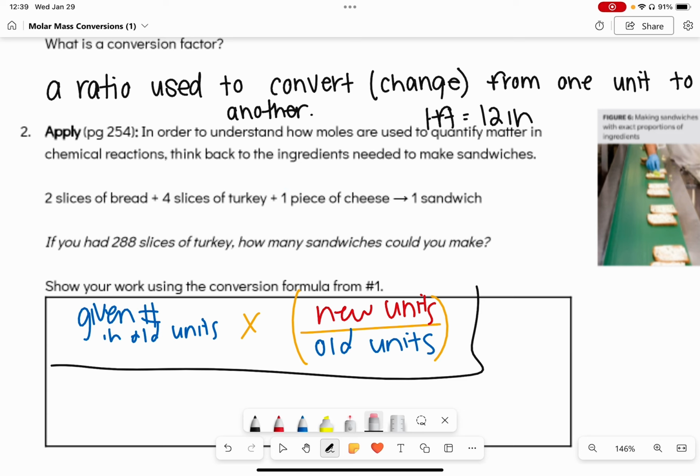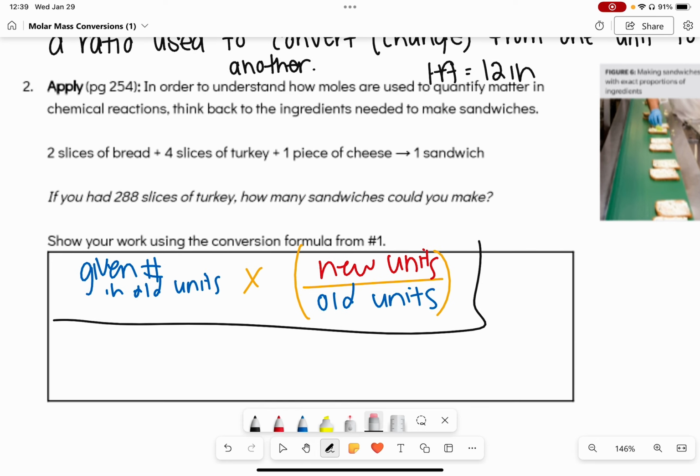Now we are going to look at how we can use moles to quantify matter and reaction, and we kind of looked at this equation before, the ingredients to make a sandwich equation. We're going to use it again in a different problem and practice setting up this equation. Every time you get a question, there are a few things you need to do. First is please make sure you read the question entirely. If you had 288 slices of turkey, how many sandwiches could be made?